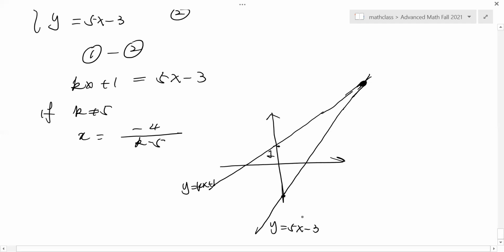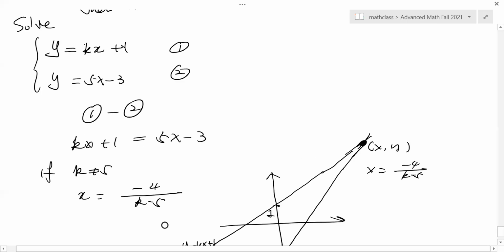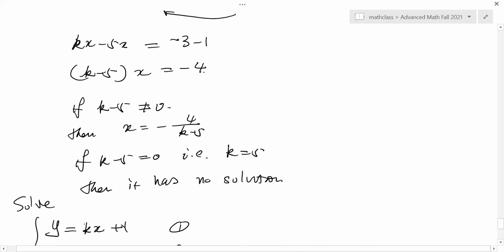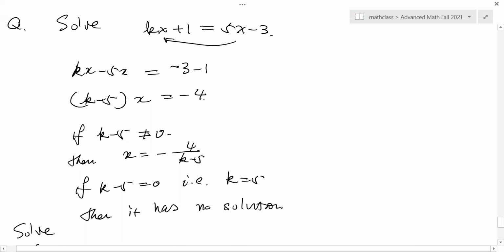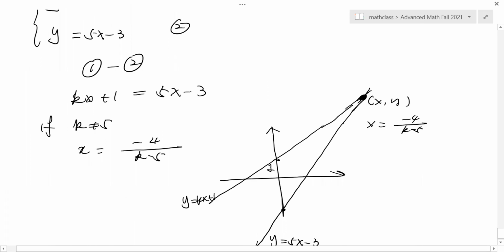So at this intersection point, x is going to be negative 4 over k minus 5, then you can figure out the corresponding y value. That's the geometric meaning. When k equals 5, these two lines are parallel, they never intersect with each other, so they don't have a solution. That's the background geometry I want to mention. But anyway, you just focus on this equation. You don't need to know this coordinate geometry at this moment. From here, directly, you can see that when k equals 5, it has no solution. When k is not equal to 5, it has a solution.